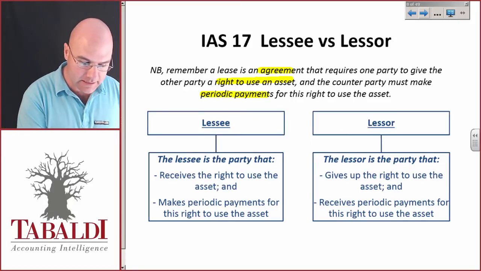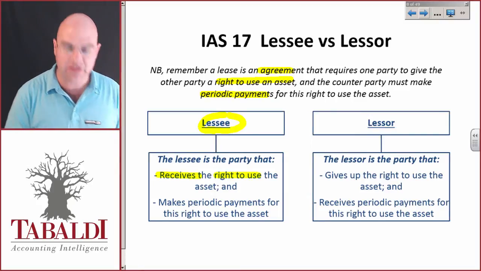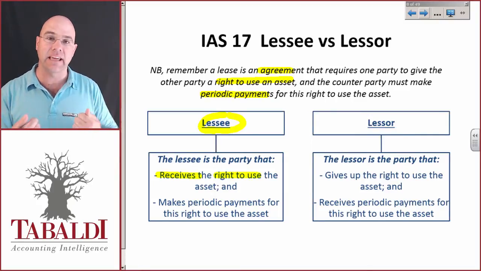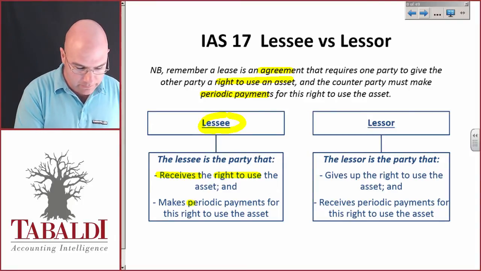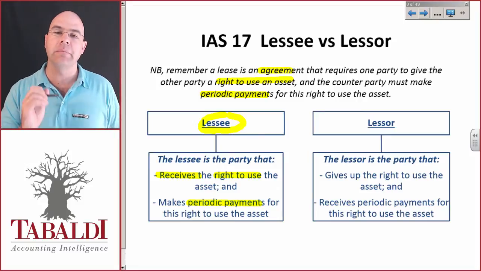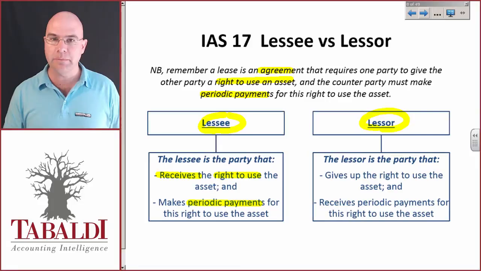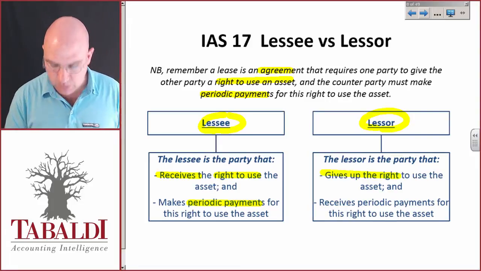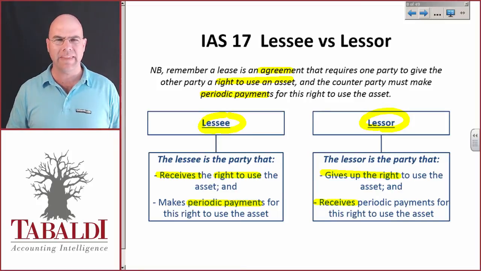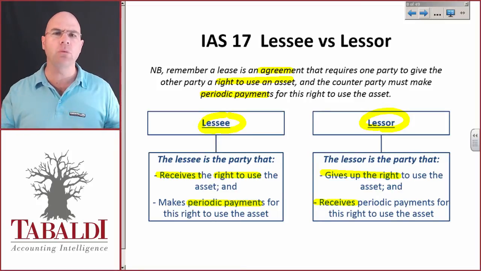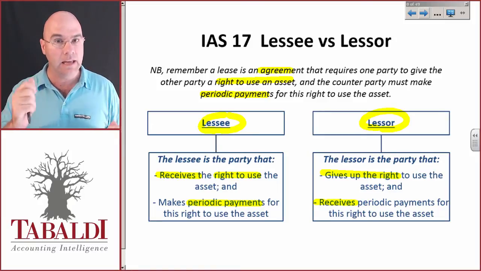Okay, so let's understand: a lessee is the party that receives the right to use the asset. They get the asset. They actually go and pick it up, take it back to their factory. And for that right to use, they make periodic payments. The lessor, on the other hand, is the party that gives up the right to use the asset, and they receive the money, the payments. Okay, that's step number one before you even worry about classification. Make sure you identify properly the lessee and the lessor.